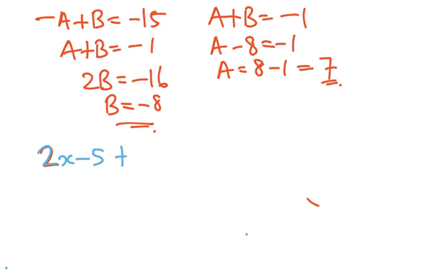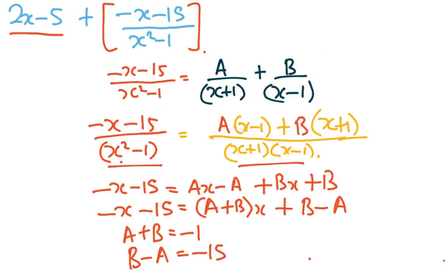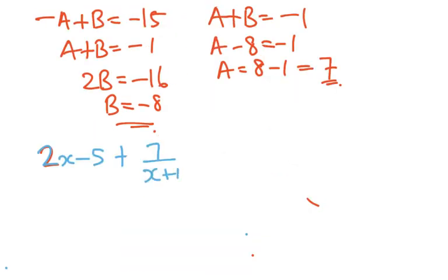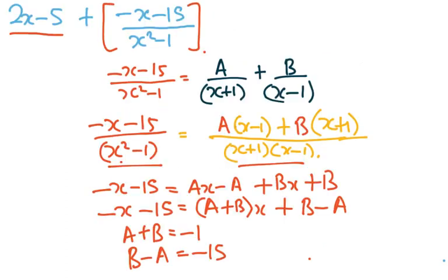So substitute your values: 7 over x plus 1, plus, or rather it's minus, but never mind, I'll write it as a fraction, negative 8 over x minus 1.